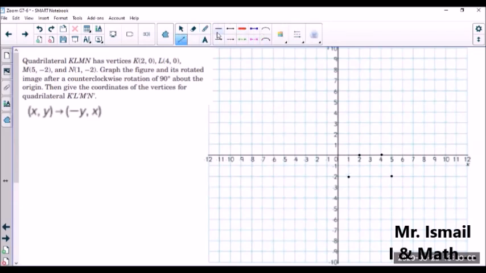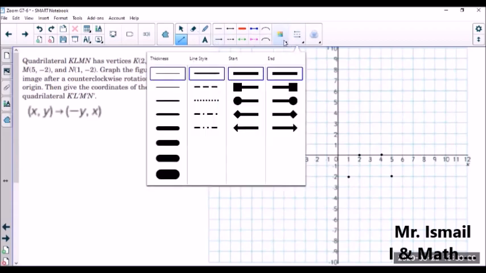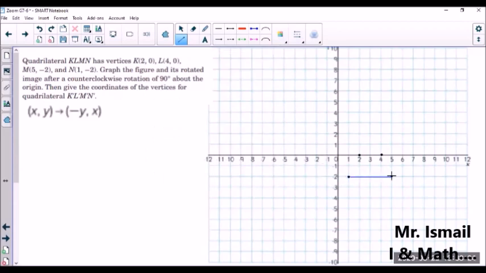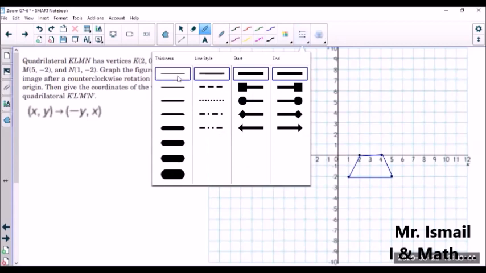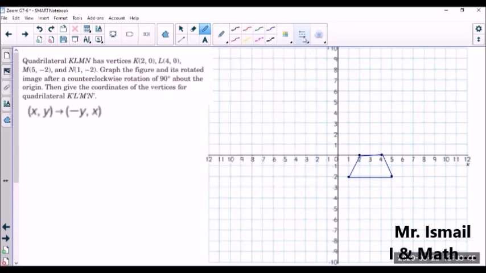Bring your ruler, connect the points. This is point K. This is point L. This is point 5, -2, M. And this is point N, 1, -2.